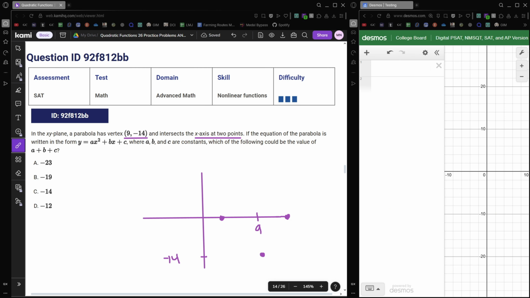Now you should also note that a parabola is symmetrical. This means that the distance from point A to the vertex is equal to the distance from point B to the vertex. They both have the same distance in between, and we can call this distance D.